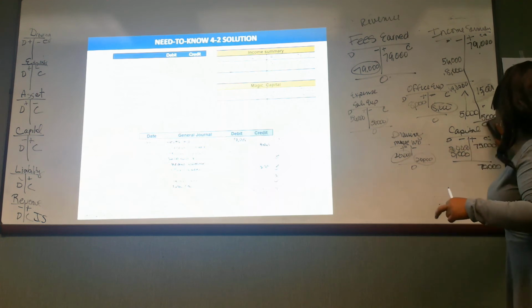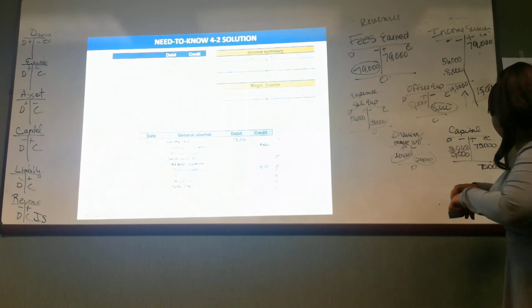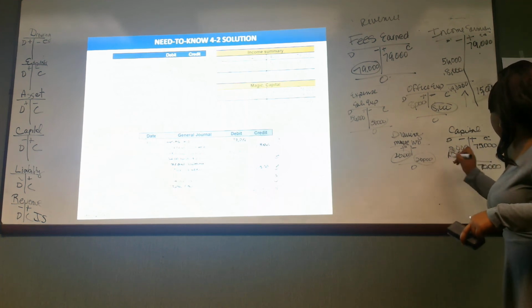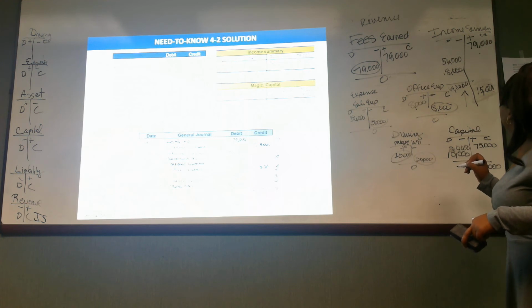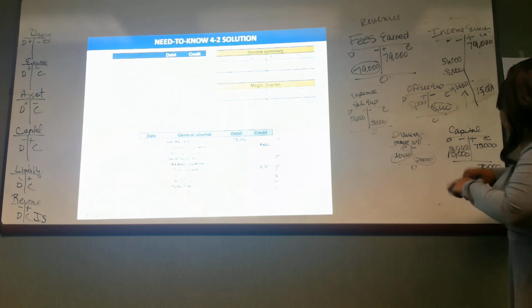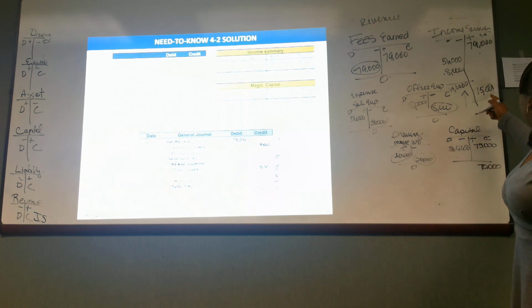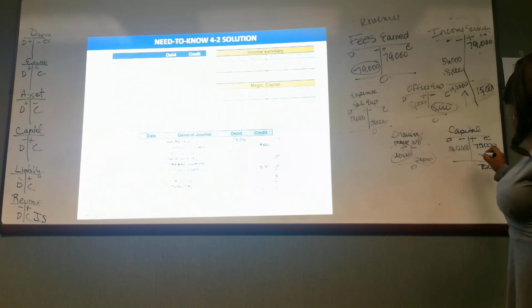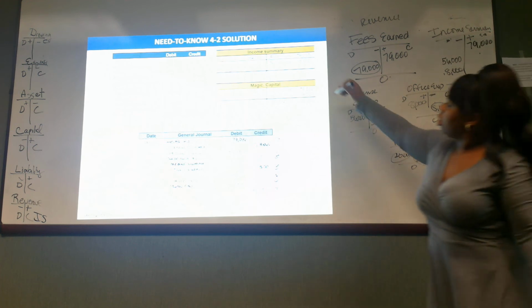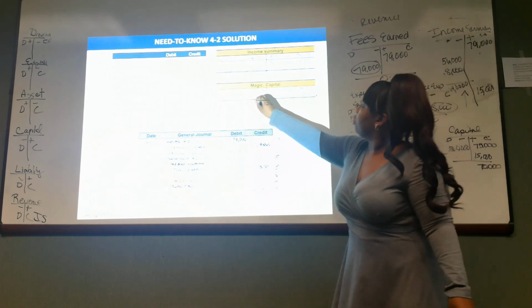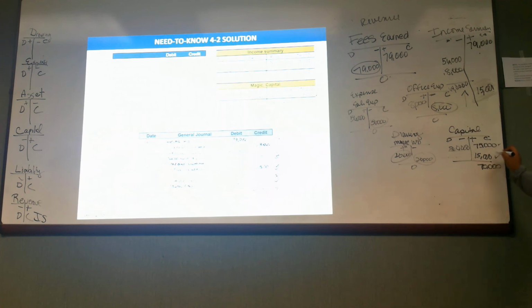And then this entry would be 15,000, because the balance is on this side. So I'm going to close this side and this side. That's 75 plus 15 minus 20. So 75 plus 15 minus 20. I know I completely screwed y'all up. I'm sorry.